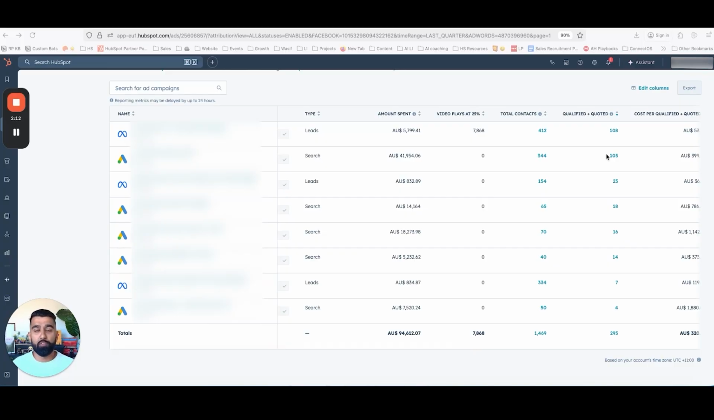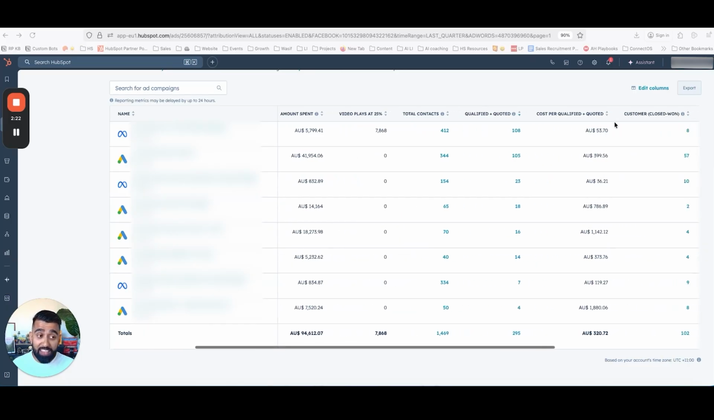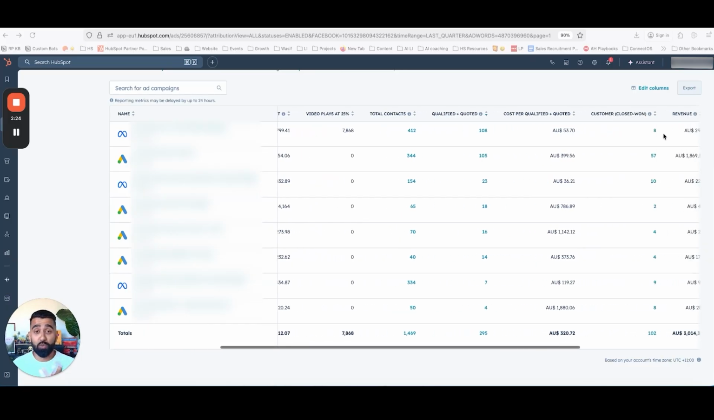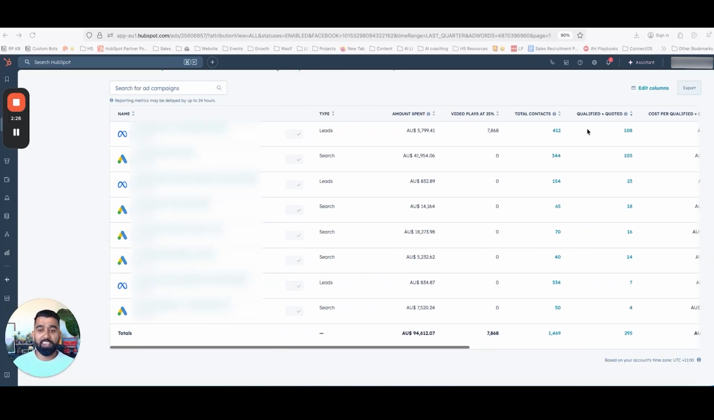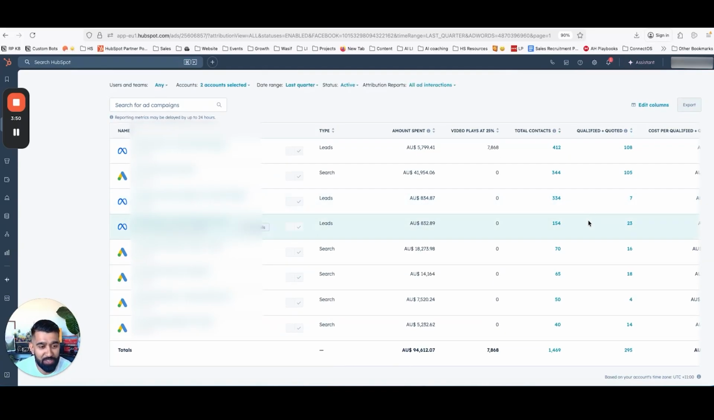So for example, if you're a business that sends quotes or proposals, you can find out how many of those leads you actually sent quotes to, qualified and quoted, and then how many of those became actual customers. Now, what's interesting is the campaigns that generate the most leads at that first level aren't always the ones that generate the most quotes and the most customers. So let's look at these two campaigns, right?